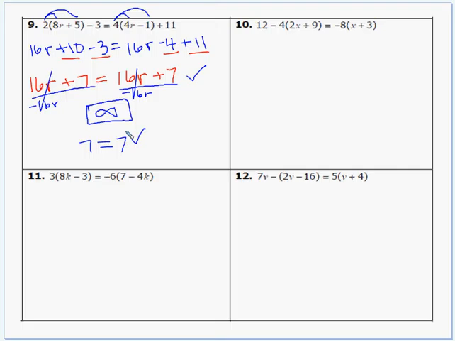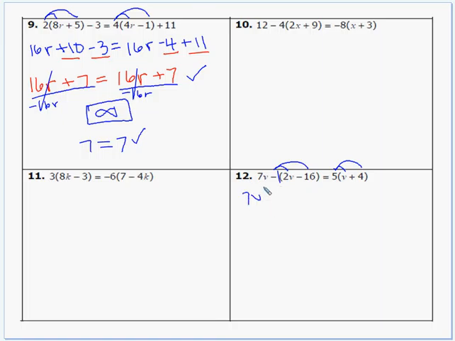Let's take a look at number 12. We have 7v minus 2v minus 16, and this is equal to 5v plus 4. So I'm going to go ahead and distribute. I've got parentheses to get rid of. The 5 is going to distribute here. And remember, when we don't see a number there, even though we have this sign, it is a 1. So make sure that if you need to see that there, you put that in. And then you're still going to distribute negative 1 to both things inside.